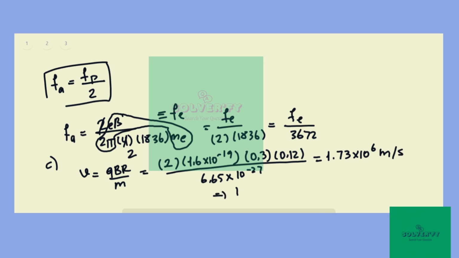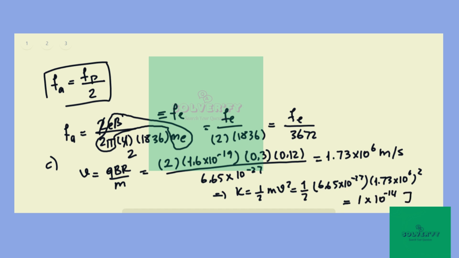Then we plug this information into the kinetic energy equation. The mass is 6.65 times 10 to the negative 27, times 1.73 times 10 to the 6 squared. The answer would be something like 1 times 10 to the negative 14 joules.